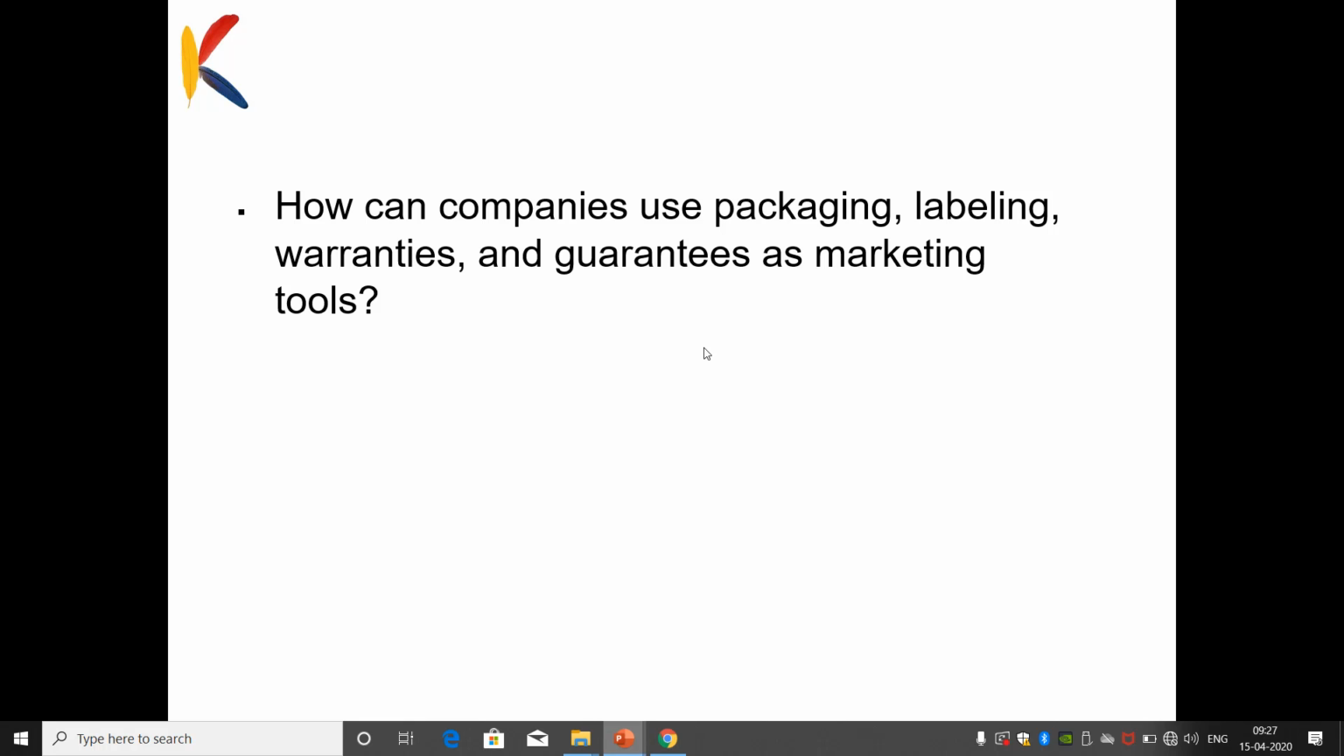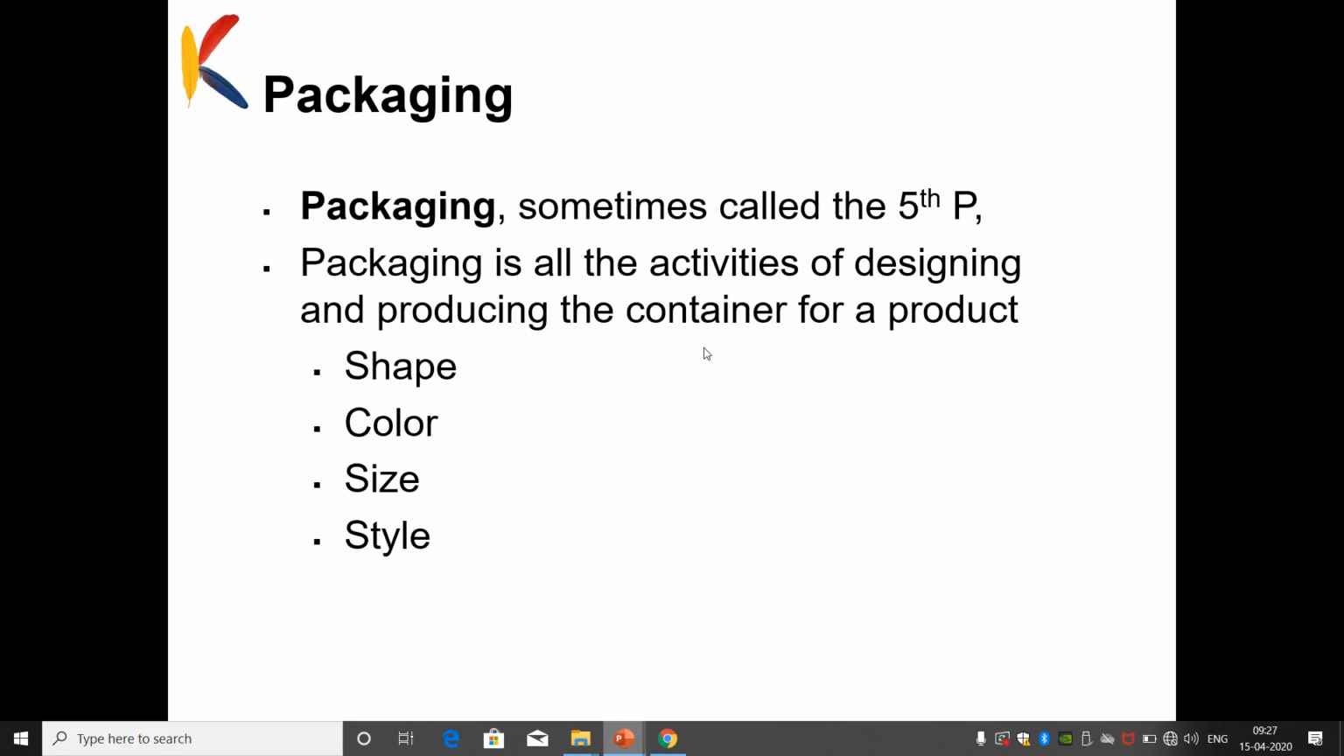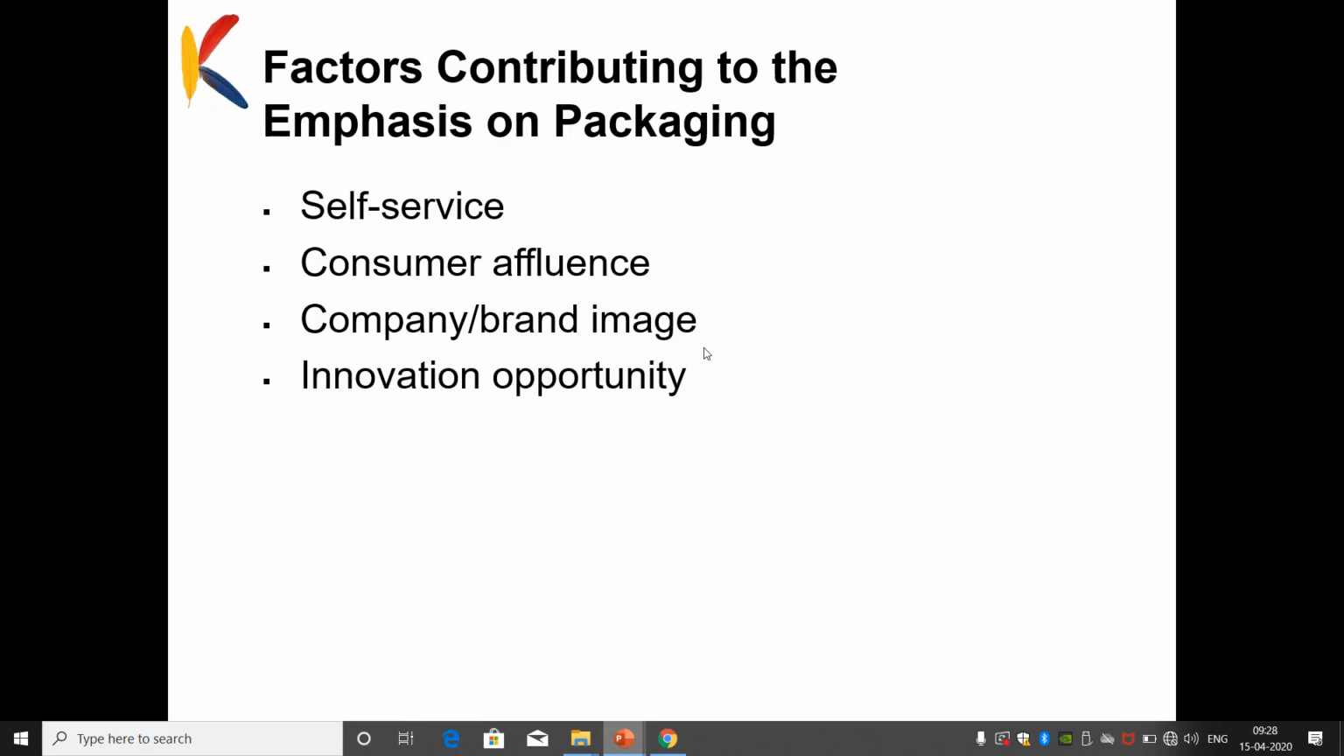Then next, another important concept is related to packaging. How can companies use packaging, labeling, warranties, and guarantees as a marketing tool? So packaging is one of the very important tools. It is sometimes called the fifth P, not officially, because packaging is all the activities of designing and producing the container for a product. It includes shape, color, size, and style. There are many products which we can directly identify just from the shape of the product, irrespective of whether there is a label or not, or maybe from the color, the size, or the style of the packaging. So packaging is also one of the very important concepts.